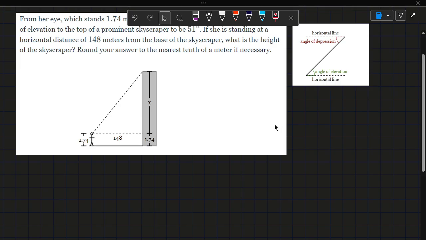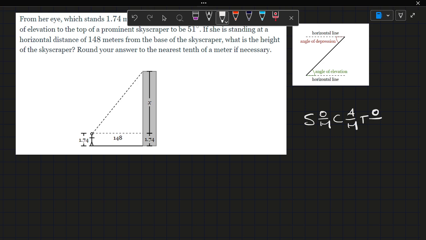I just wanted to make a video solving two problems very similar to what our assignment is for today, which is just two problems too. And we're getting into word problems now using sine, cosine, and tangent. Just as a quick refresher, remember that sine is opposite over hypotenuse, cosine is adjacent over hypotenuse, tangent is opposite over adjacent.